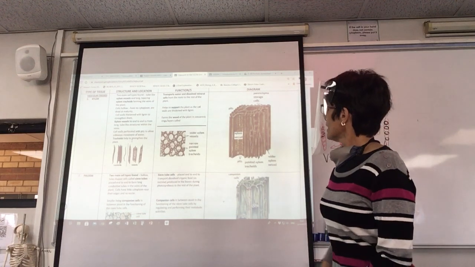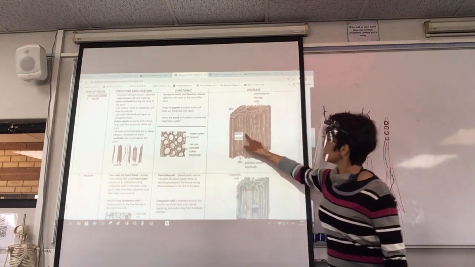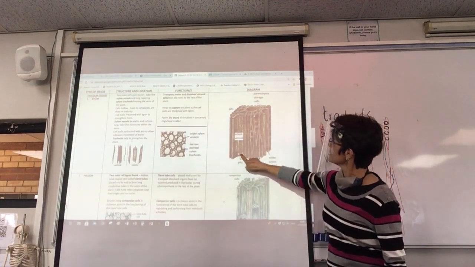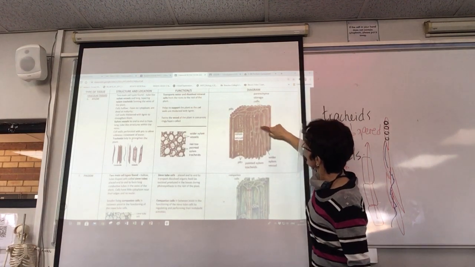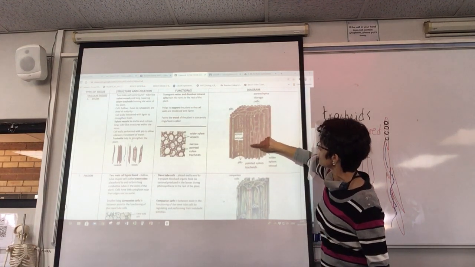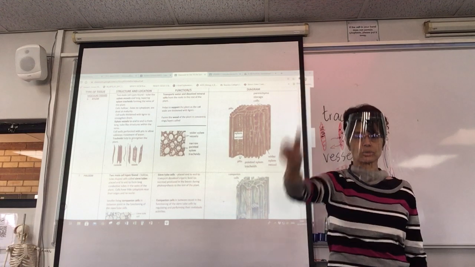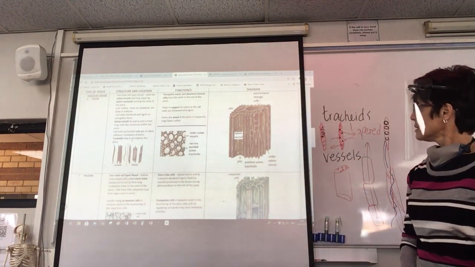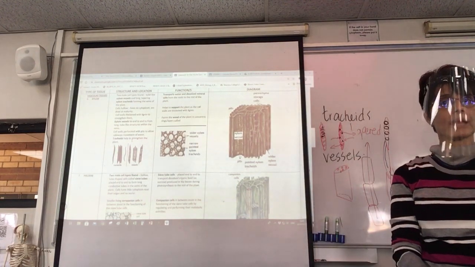Okay. And I know this is a bit dense, but there you can see the wider vessels, and these are the tracheas, and they've even got some parenchyma in between. But remember, we're just looking at the two main types. Okay, and that's xylem. Happy?